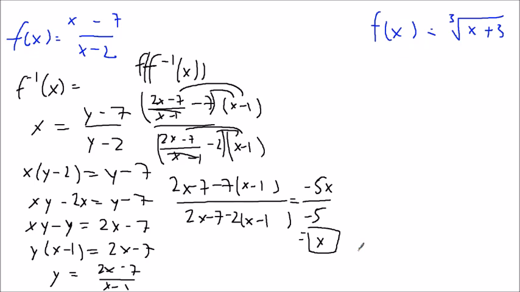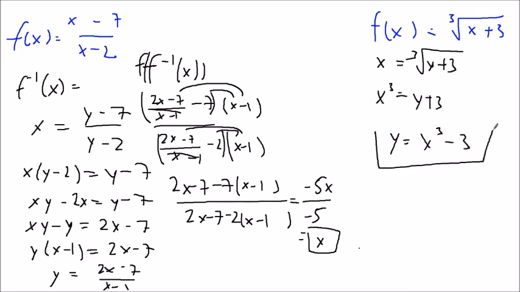So, what about the inverse of this? F of x equal to cube root of x plus 3. So, we'll have x is equal to cube root of y plus 3. Really simple. Cube both sides. x cubed equals y plus 3. And then y is equal to x cubed minus 3. And that's the answer, right? You can plug that in. It's easy. You can do it in your head. You don't have to do any of this junk to verify.